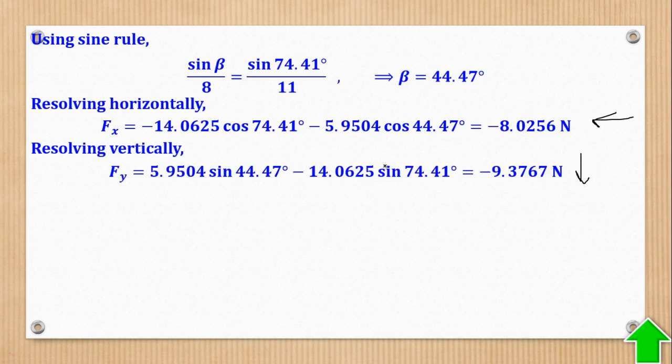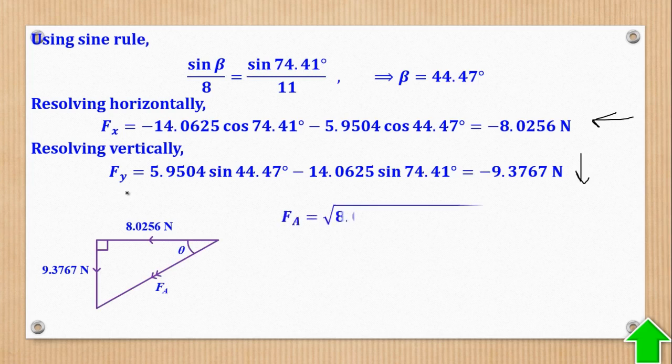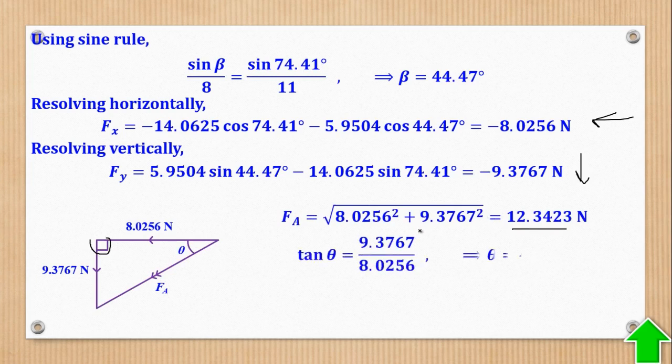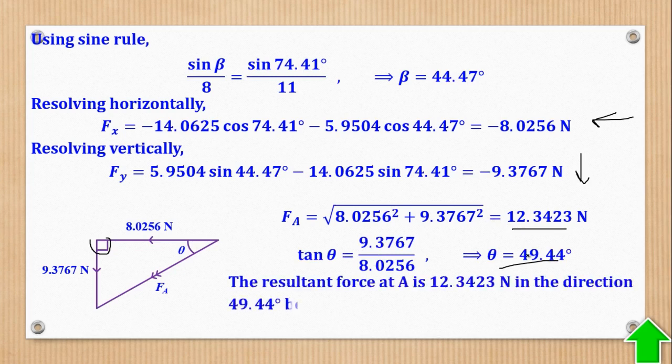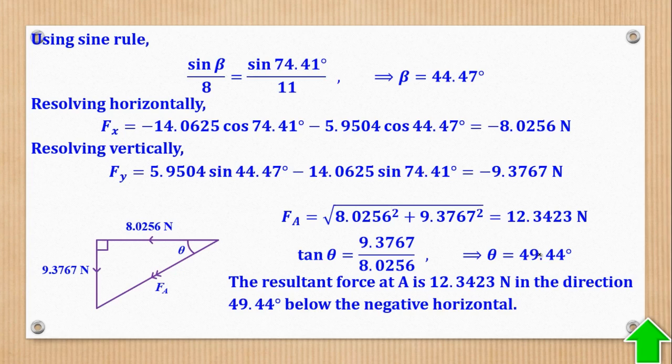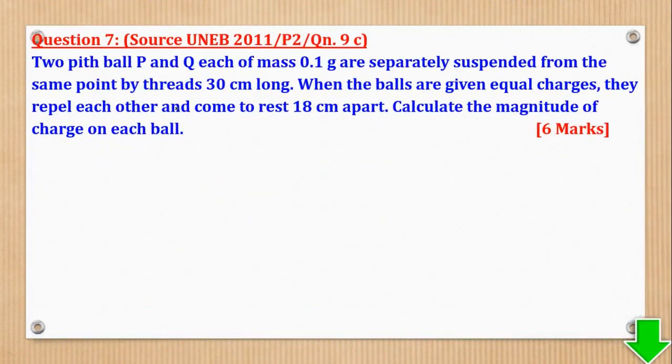So I'll come and draw my right angle triangle. Start with a negative horizontal followed by a negative vertical. Then you can join a line from start to end. Then you can use Pythagoras theorem. So this right angle sign is needed. Use Pythagoras theorem to get this magnitude and also use SOHCAHTOA to get the angle. Then you can conclude. So the conclusion is vital. You don't need to ignore it. So that was question 6.